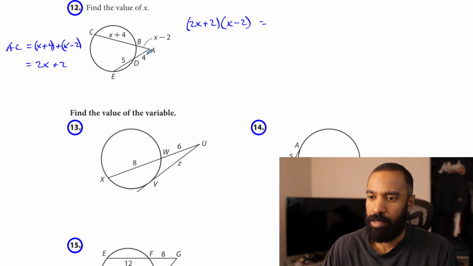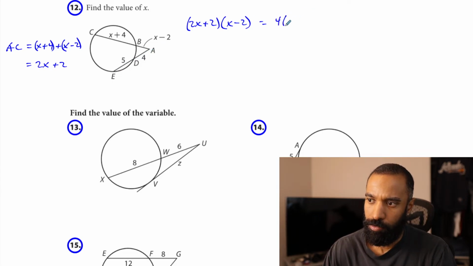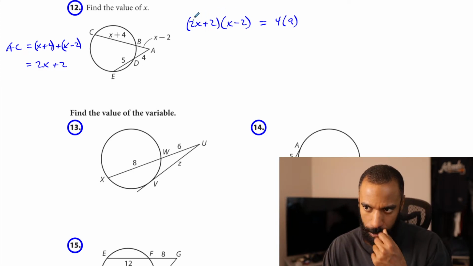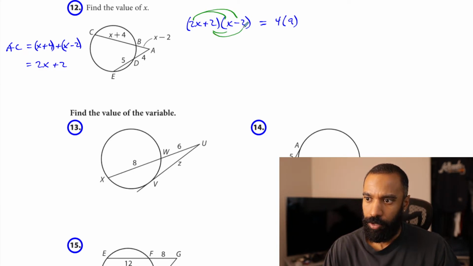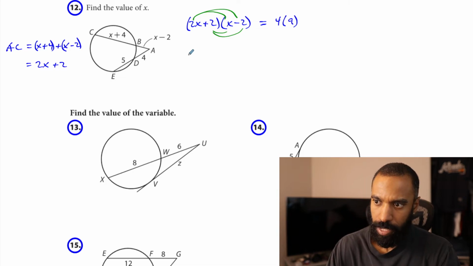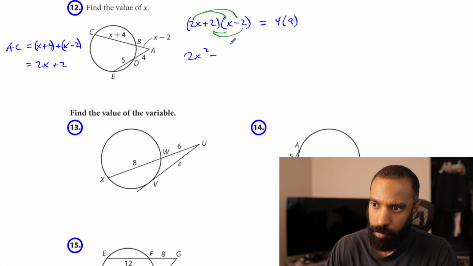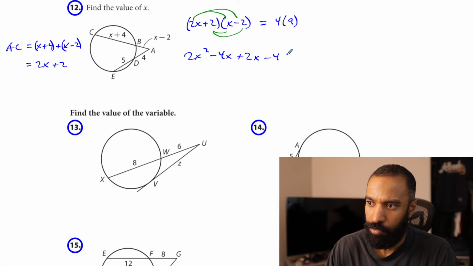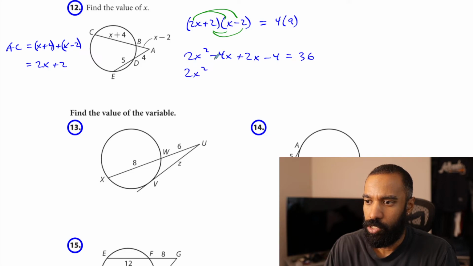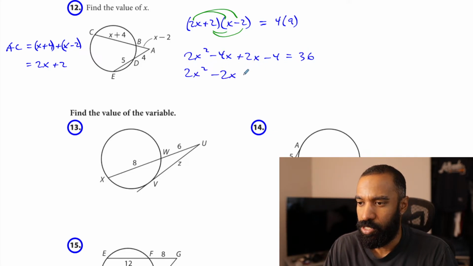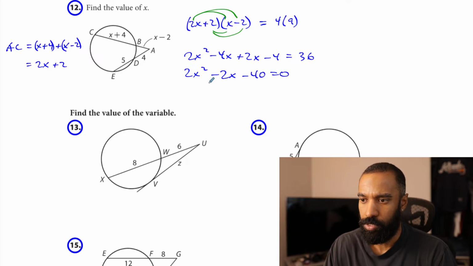Equals outside times whole, 4 times, not 5, but 4 times 9. 4 times 4 plus 5. So this is where you got to deal a little bit here, right? We have to FOIL here. We got 2x squared minus 4x plus 2x minus 4 equals 36. So 2x squared minus 2x, and subtract the 36 over, you get minus 40 equals 0.